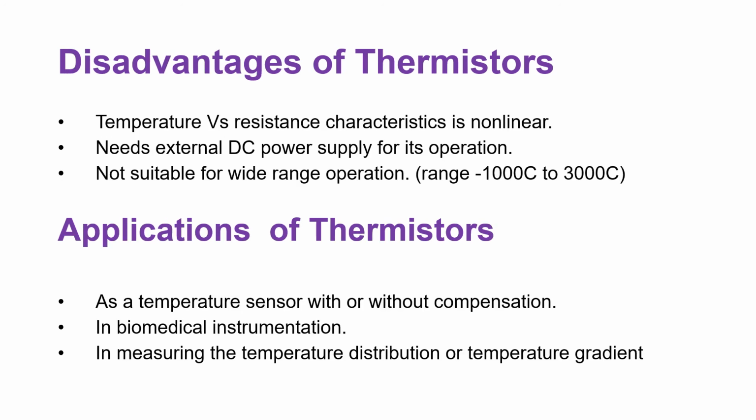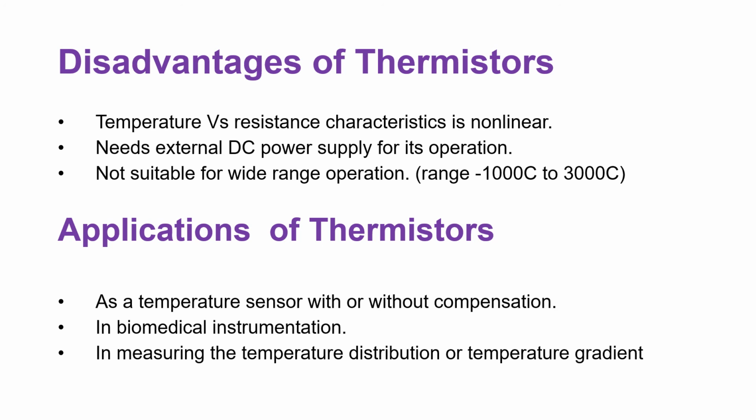Which are the different disadvantages of a thermistor? First, the temperature versus resistance characteristic is non-linear. Again, for a thermistor we will require a linearizer block to convert the non-linear characteristic into a linear characteristic. Second, it requires an external DC power supply for its operation. And third, it is not suitable for a wide range of operation because the range is limited, between 100 degrees Celsius to 300 degrees Celsius.